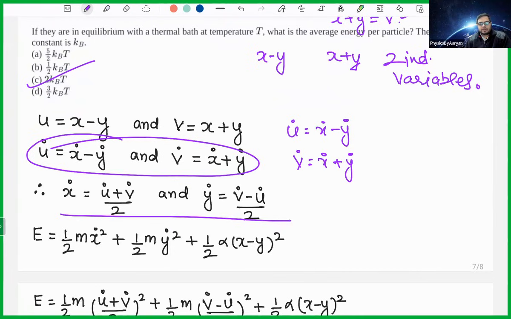From these two, are these two correct? Yes. Everyone, can you see this? Yes. Yeah.